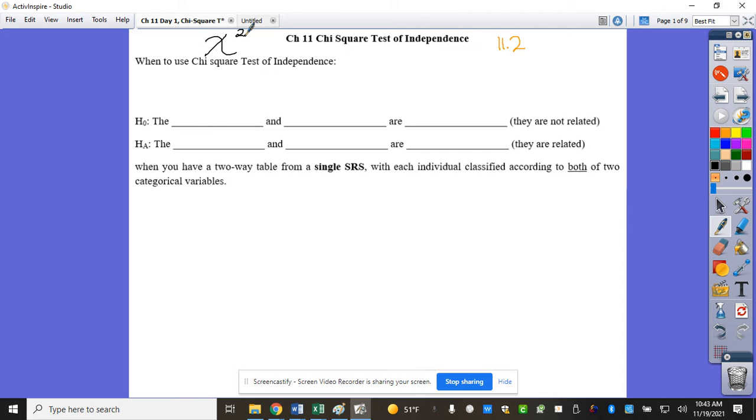So when to use a chi-square test of independence, this is when we take one sample. Is our X supposed to look curvy like that? That symbol is chi, yes. One sample from one population, and then you're going to record two variables for each individual.